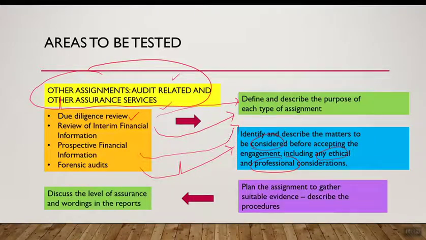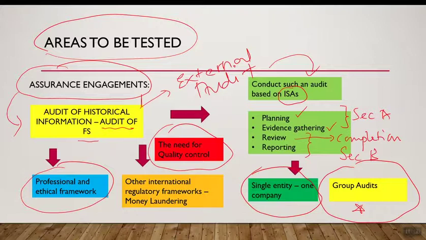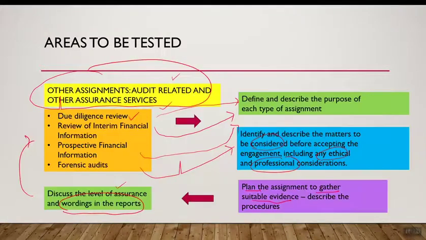And obviously, you also need to consider professional and ethical issues, like just now, what I mentioned under audit of financial statements. But most importantly, you must know how to plan to gather evidence relating to due diligence review, interim financial information, and to know how to discuss the level of assurance that this type of services provides and what kind of wordings they use in the report. So basically, the examiner just wants you to compare these other assignments with audit of historical information. I think that is their main objective.